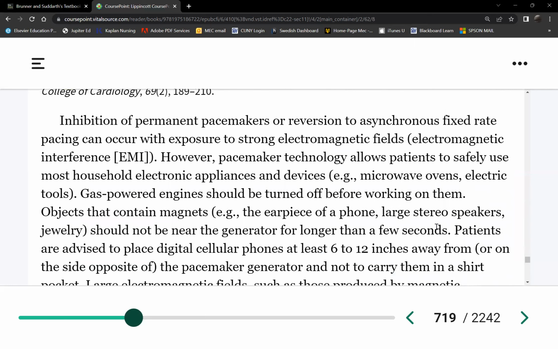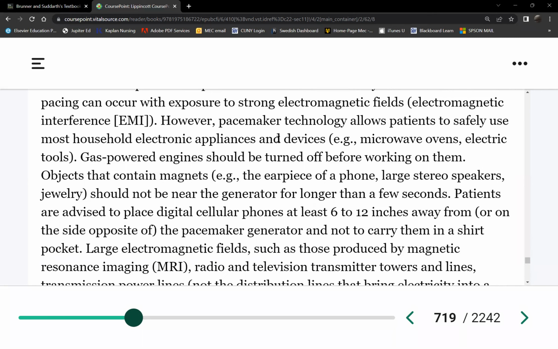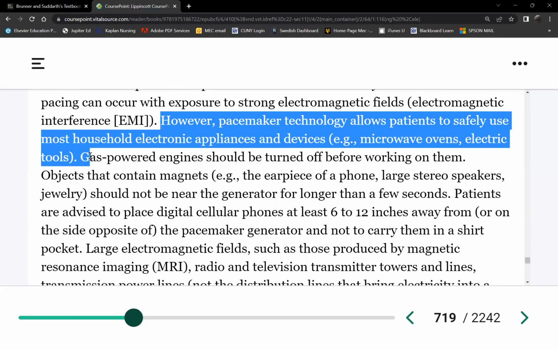Okay, so the teaching is not on a chart. It would have been good if the author put it in the chart, right? But there's no chart here. It's in a couple of paragraphs. So this is now your teaching for the patient. Can they use household electronic appliances like microwave ovens? What does it say?